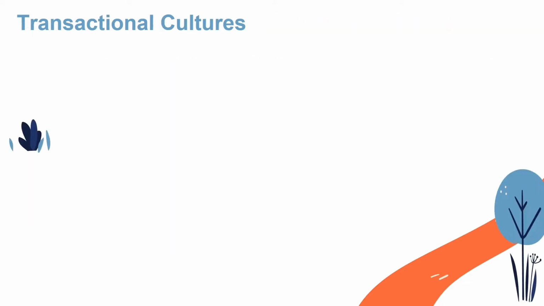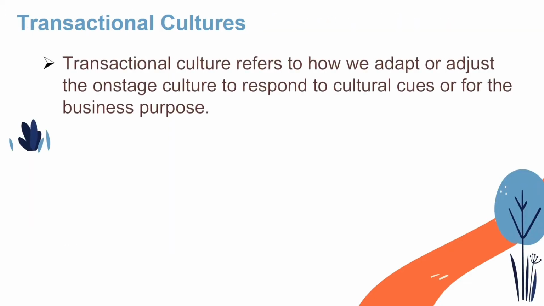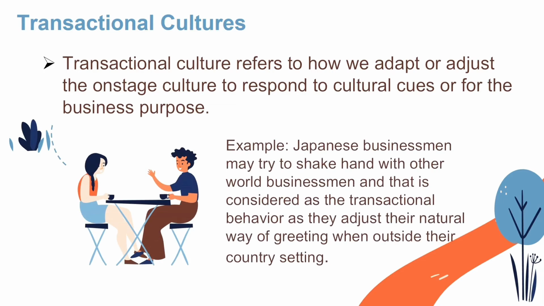Transactional culture refers to the change in people's on-stage behavior in order to meet a business purpose. Here, participants can form and adjust their behavior based on the context of the interaction rather than one cultural background. For example, Japanese businessmen may try to shake hands with businessmen from other parts of the world. However, they would still bow to their native business people, and that is considered transactional behavior because they adjust their natural way of greeting when outside their country setting.